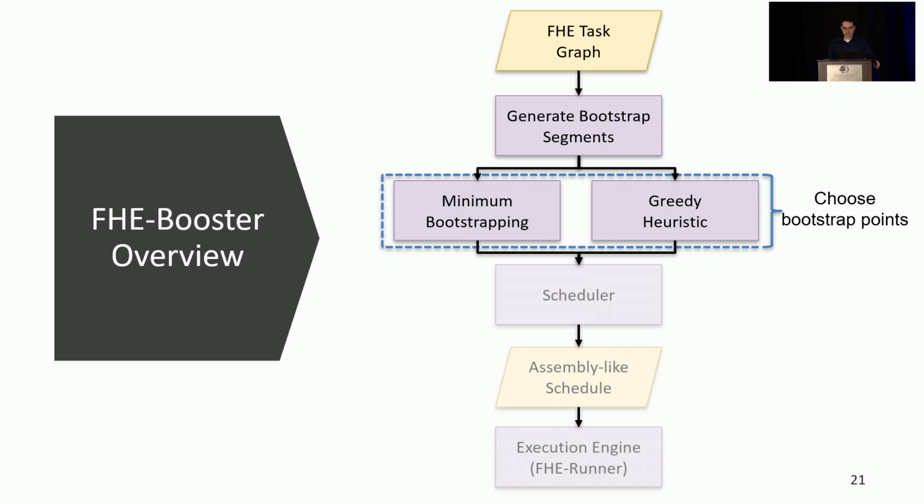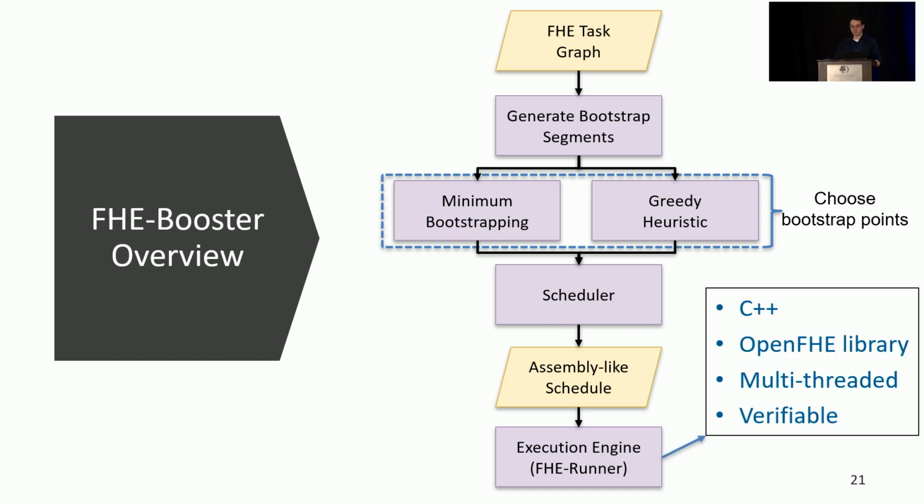And so now that we have chosen where to do all of our bootstrapping, we can send that information to our custom scheduler, which we implemented using a simple list scheduling algorithm. And at that point, it's going to produce an assembly-like schedule that we can then send to our execution engine, which we call FHE Runner, which is simply a C++ program that makes use of the OpenFHE library, particularly the CKKS FHE scheme. And it's going to run this multi-threaded schedule, and we can verify the results by running the program in both the unencrypted and encrypted domain, and then just comparing the results so that we can make sure we're never violating any noise constraints.